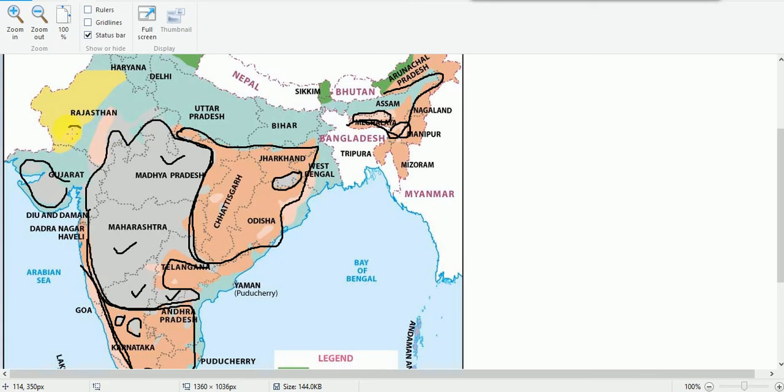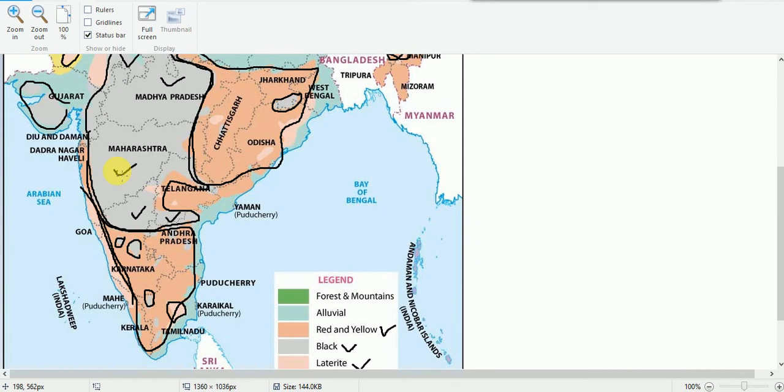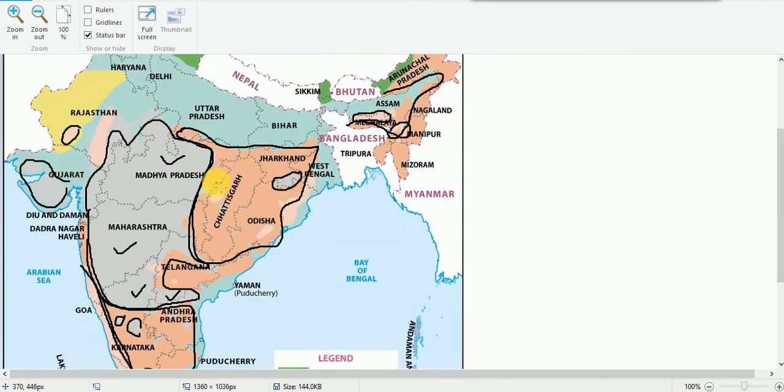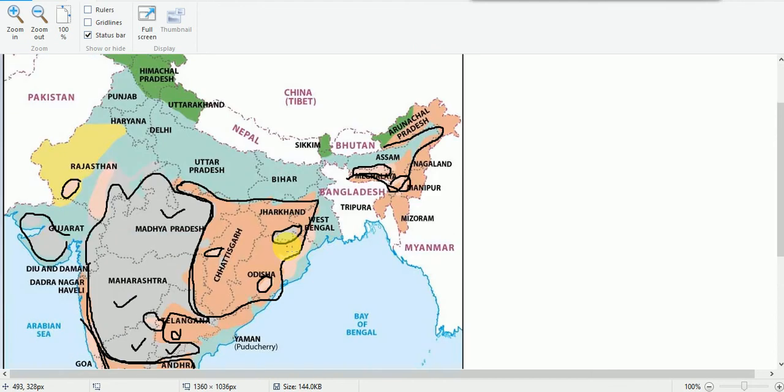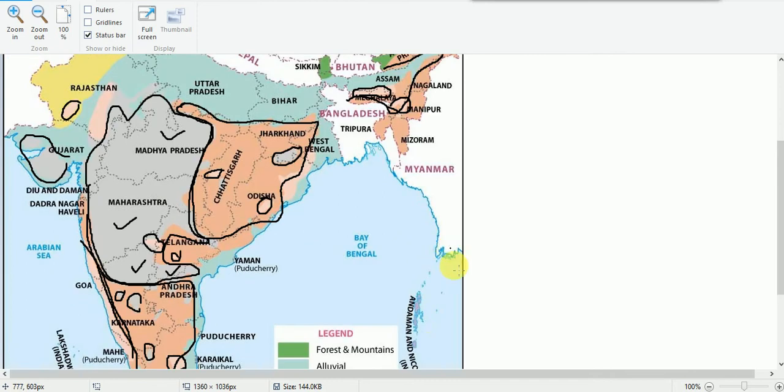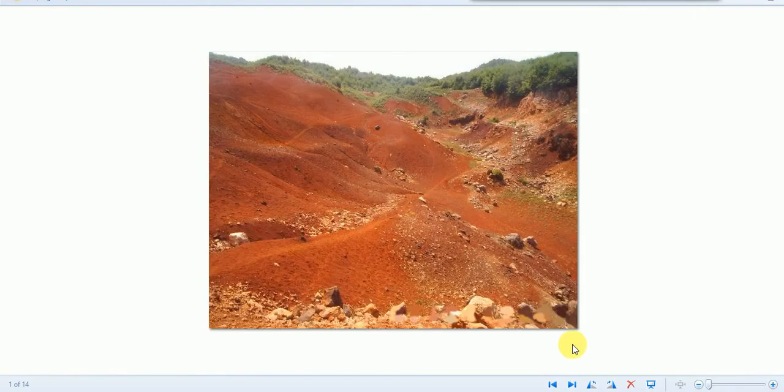And here also, in the southern part of Rajasthan, we find laterite soils. And in patches, in almost all the big states of India we find patches of these laterite soils. Here in Odisha also, then here in Telangana also we find laterite soils. And about the color, it is almost the same as the red and the yellow soil. See, this is a photograph showing laterite soils, a highly lit soil.